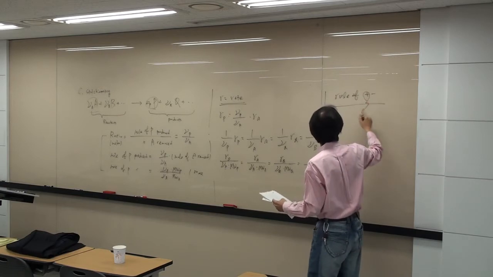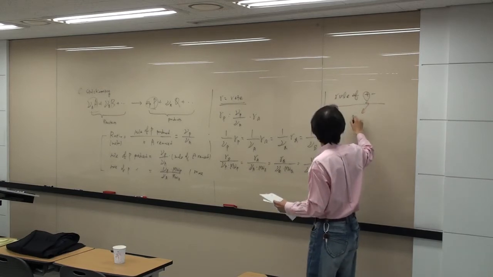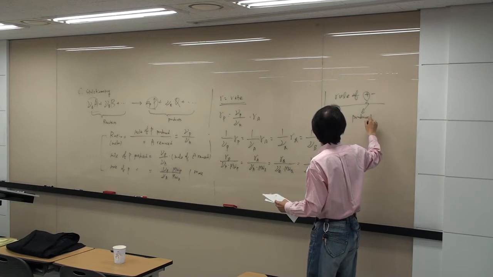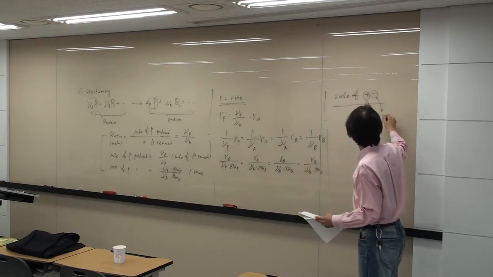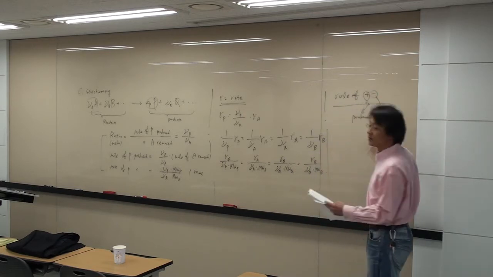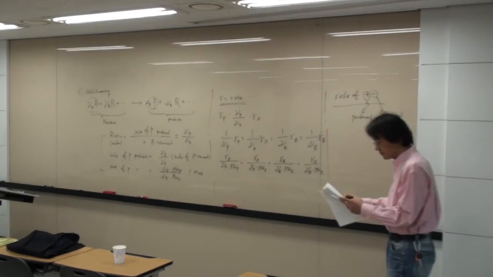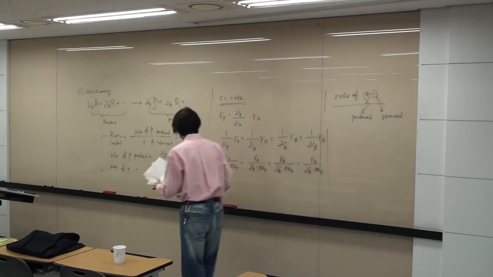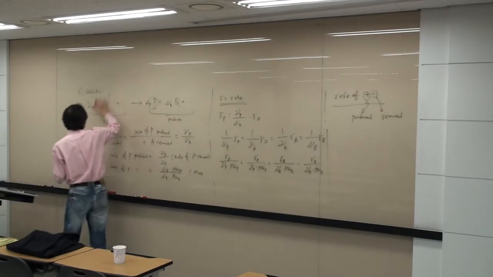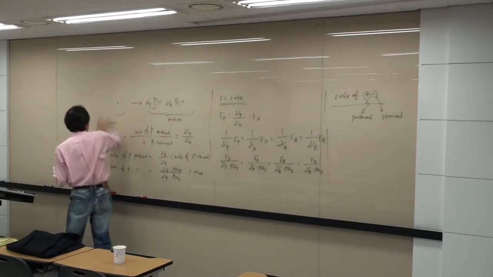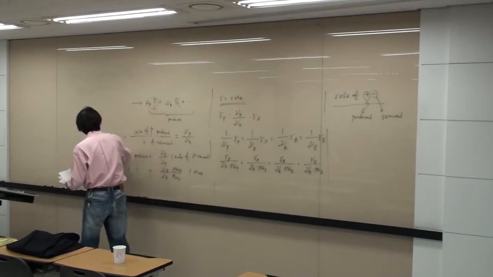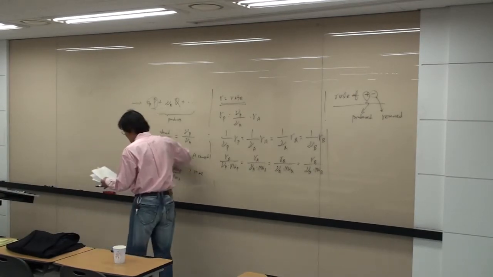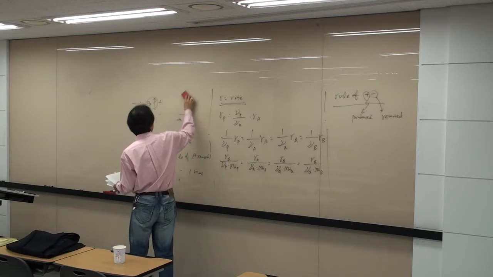When positive, this means something is produced, and minus means something is removed in the reactor system. All right? Okay. Using all the materials we covered in the previous class, now let's move to the reactor.